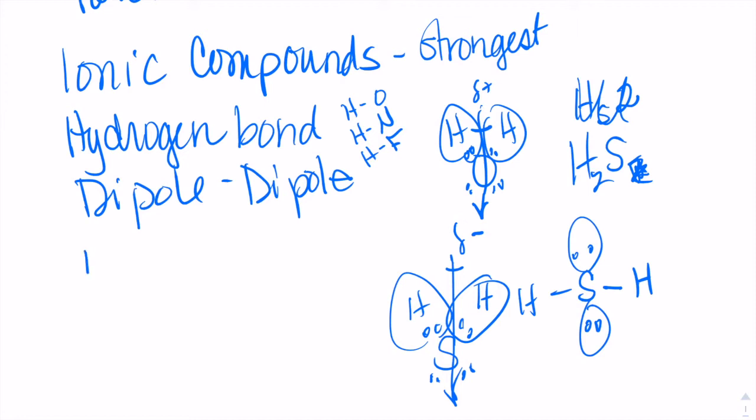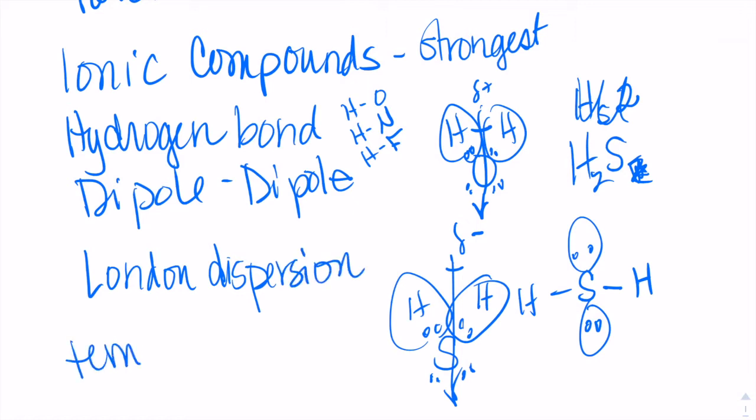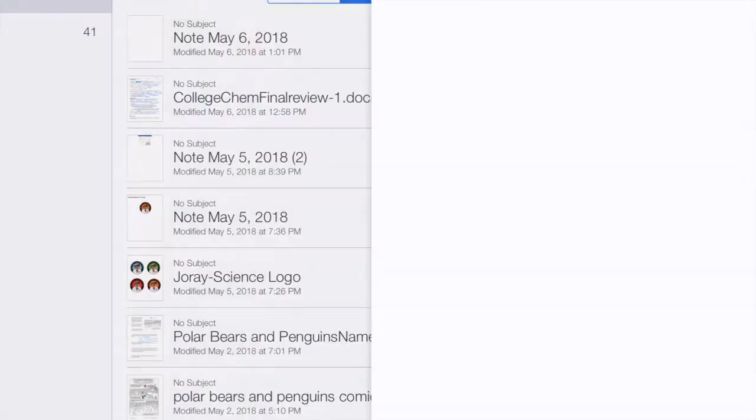The last kind is what we call London forces, and those are temporary dipoles, or instantaneous. All molecules have London dispersion forces. Unsymmetrical molecules have dipole. Unsymmetrical molecules with hydrogen bonded to oxygen, nitrogen, or fluorine have hydrogen bonding.